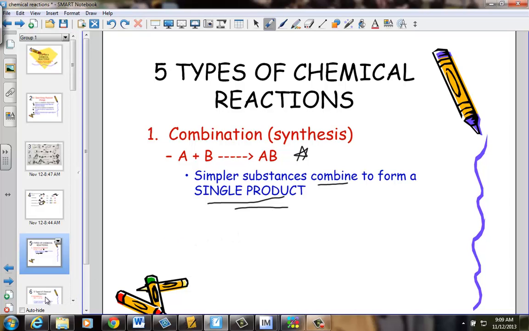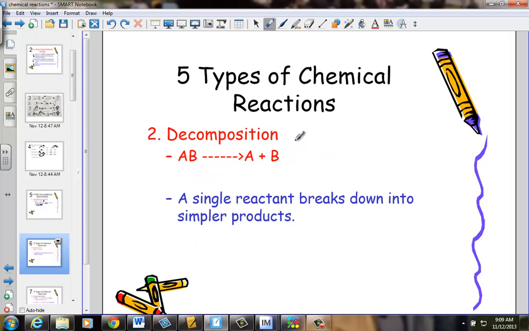What if we flip that around? If we flip it around, we get the second of our 5 general patterns, called a decomposition. The decomposition pattern starts with compound AB and separates it into simpler products, A and B. That single reactant is what makes the decomposition unique. Write that in your notes. The single reactant breaking down into simpler products. Combination is a building pattern. Decomposition breaks it back down. AB forming A and B, separated with a plus sign.